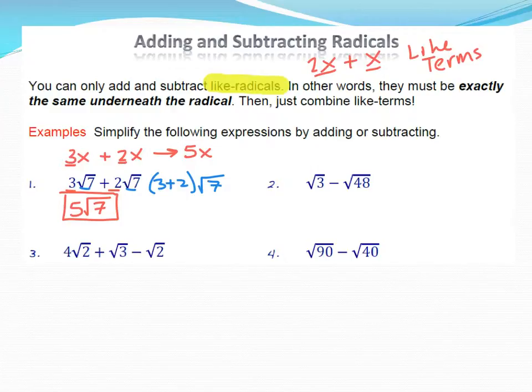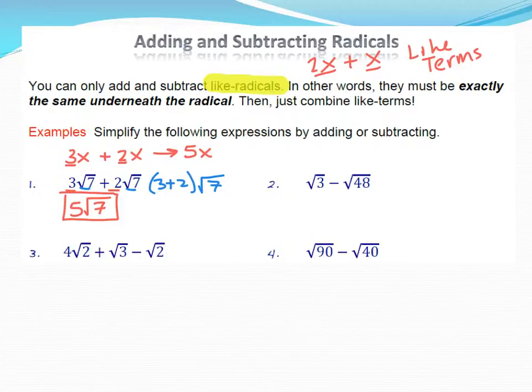Okay? So in example 2, what happens if I don't have like radicals? Does that mean I can't simplify these? Okay, well, this is where we have to think back to Section 1. This first example is easy to do because I have like radicals. So if I don't have like radicals, the first thing I want to do is check to see if I can simplify. Okay, can I simplify radical 3? Well, that's already simplified. Radical 48. Okay, I can simplify this.